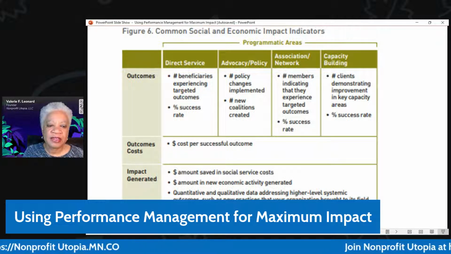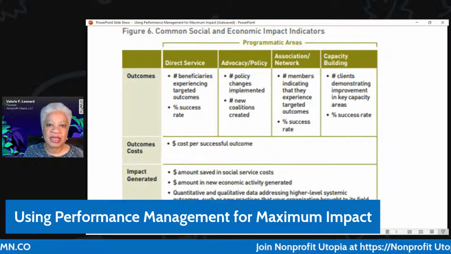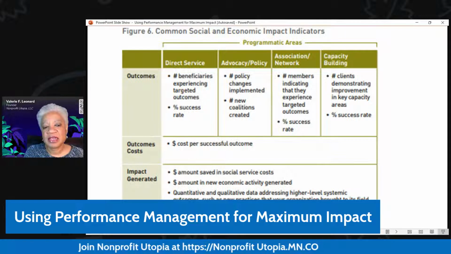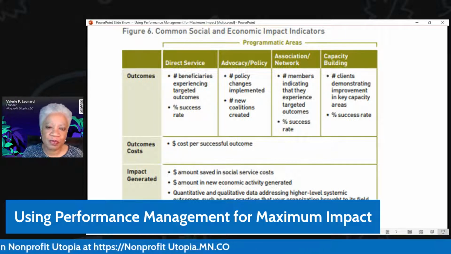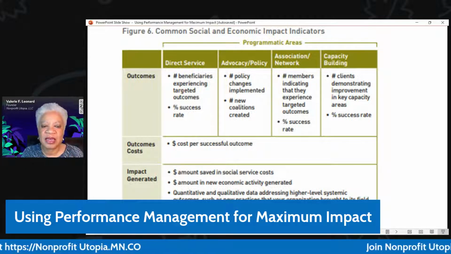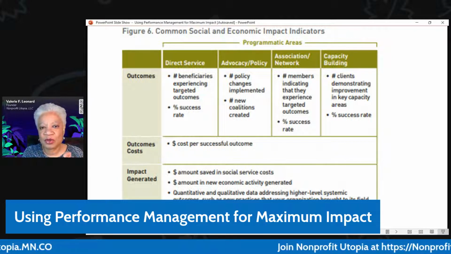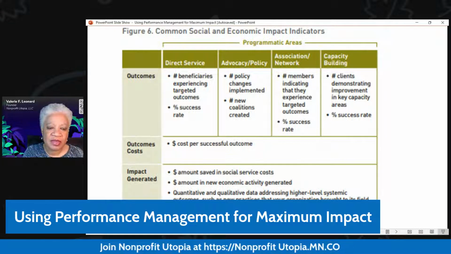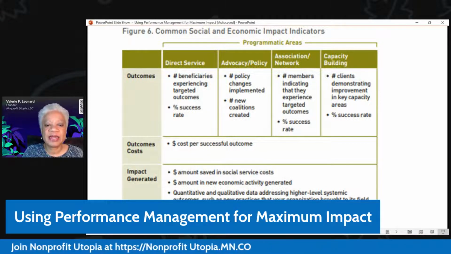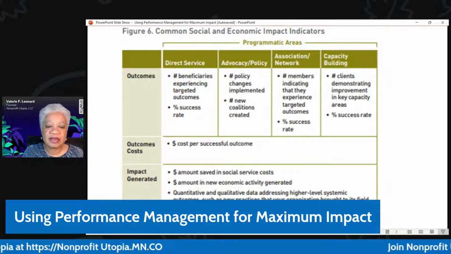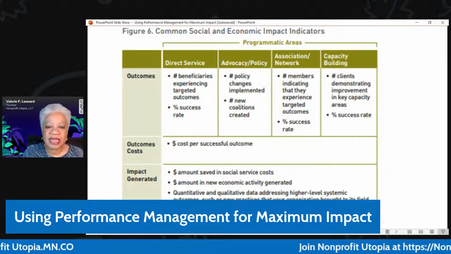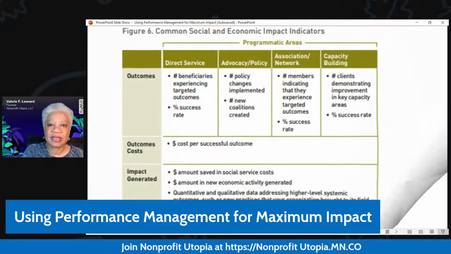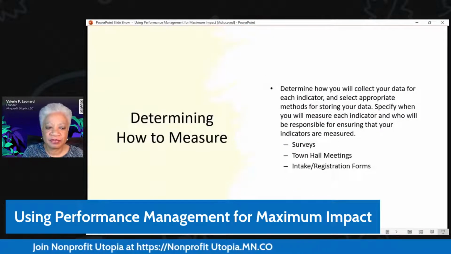Okay. All right. So when it comes to outcome costs, we're looking at the cost per successful outcome, just like you're looking at things like cost per person served. In this case, we're looking at the cost per person who actually receives some transformation in their life. And then when we look at the impact generated, we look at things like the amount of money saved in social service costs or the dollar amount in new economic activity generated.